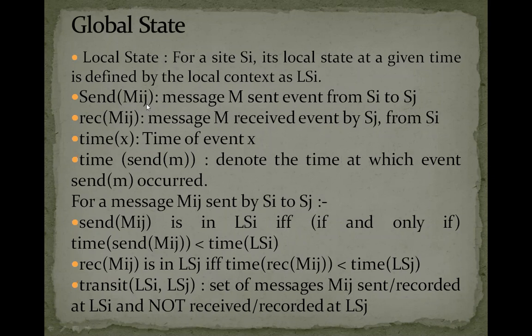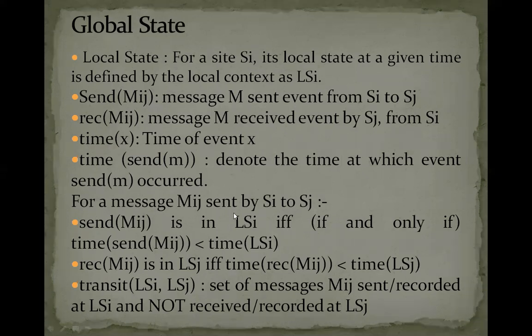Send MIJ, what is the meaning of that? Send MIJ stands for message M is sent. It is an event. Sending of a message is an event, and it is happening between SI and SJ. So it will be represented as send MIJ. Receive MIJ is again an event, which is receiving a message M by SJ from SI. Time X will be the time of the event at a particular moment of time, that is X. Time send M denotes the time at which the event send M has occurred.